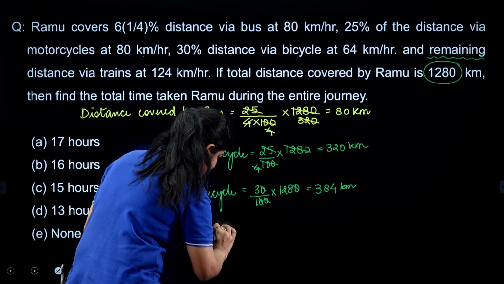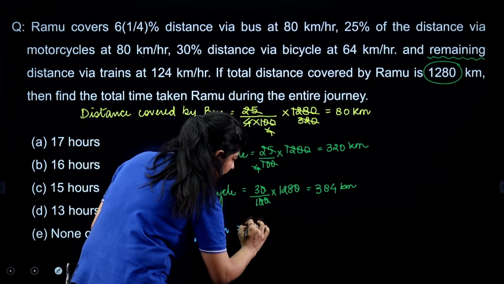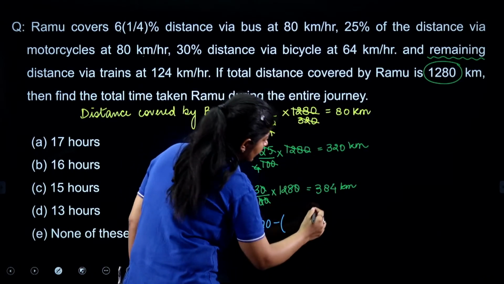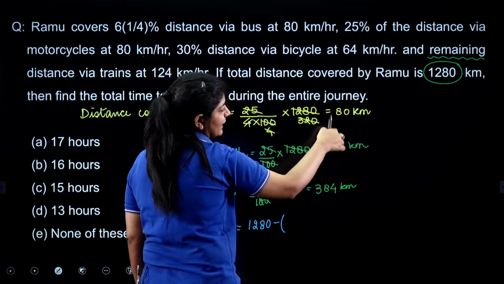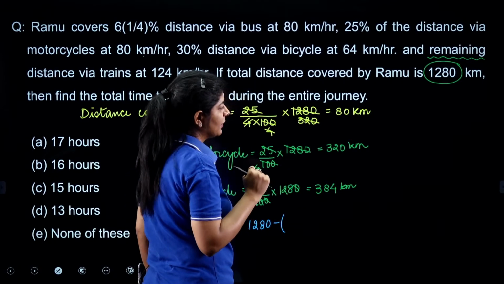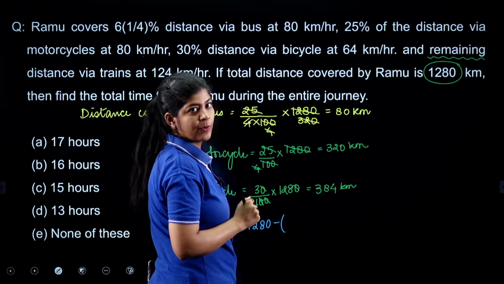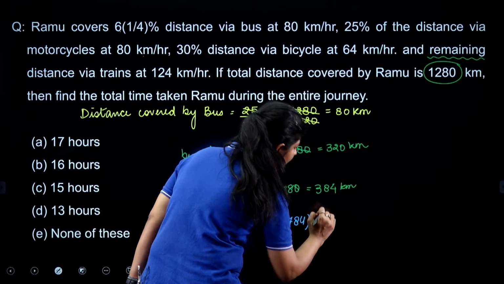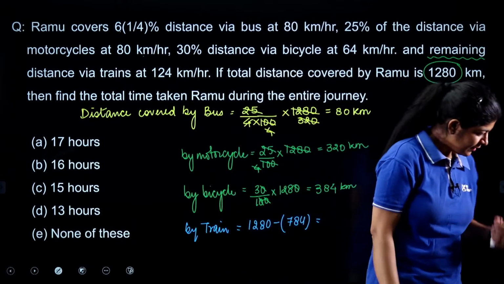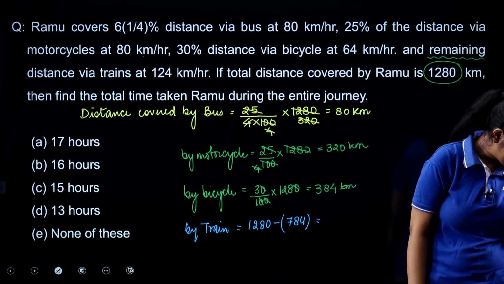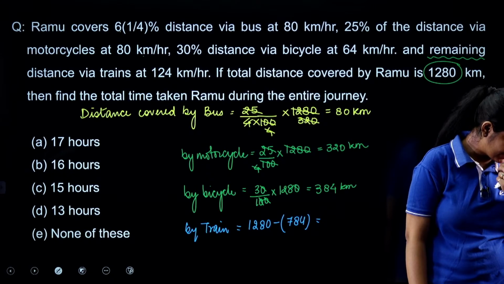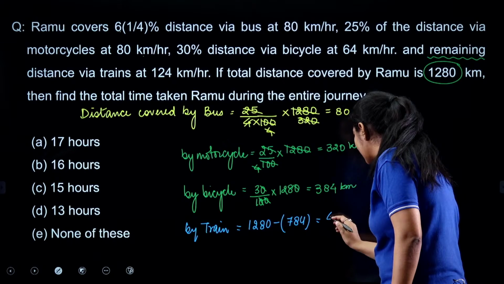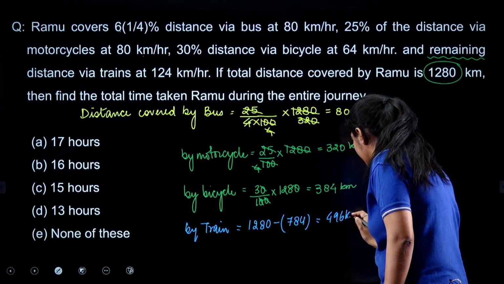The train distance is the total distance minus the sum of these. So 80 and 320 is 400, and with this one, that is 784. We need to eliminate 784. Okay, very good Radhe, very good Anonymous, very good Dharani. The value that we are getting is 496 kilometers.